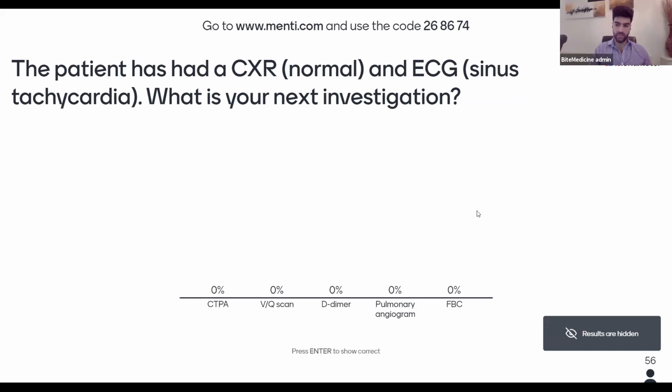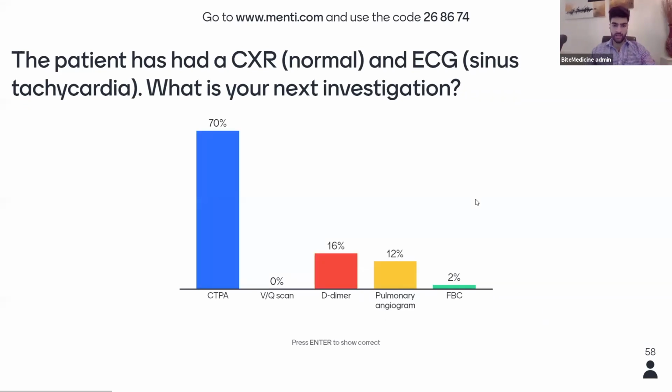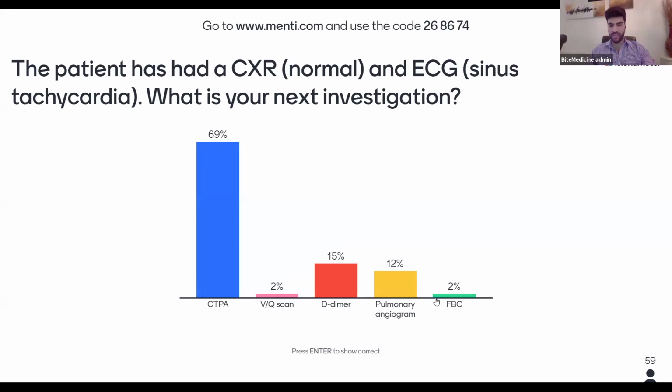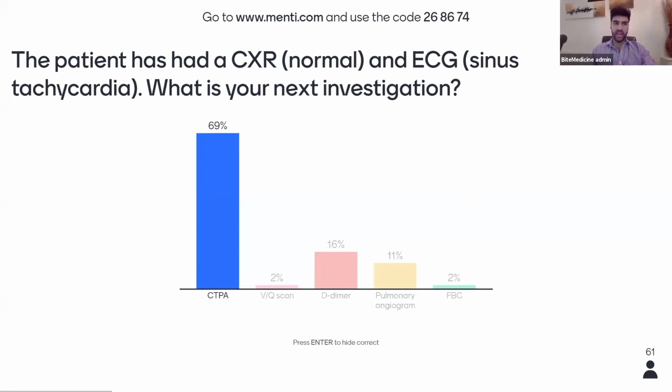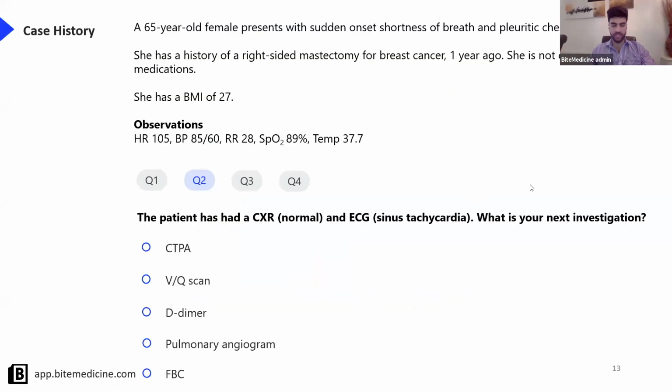Okay, let's have a look at what you guys think. CTPA. Interesting. Why not D-dimer? Surely it should be D-dimer because that's the test that tells you if a patient has a PE or not. Yeah, good. So the answer is CTPA. If the patient is likely to have a pulmonary embolus, you don't really need to bother measuring the D-dimer. You can just go straight to doing a CTPA.